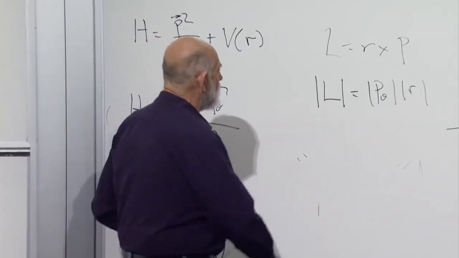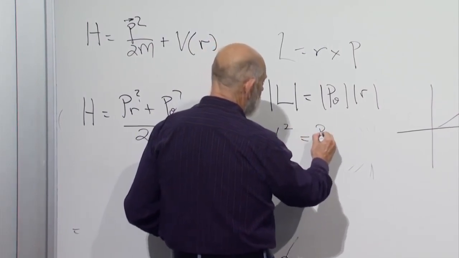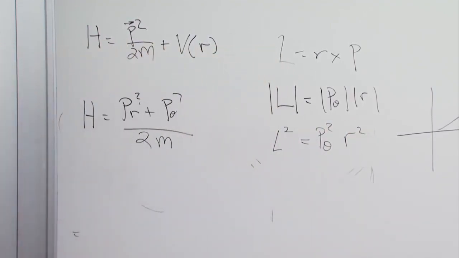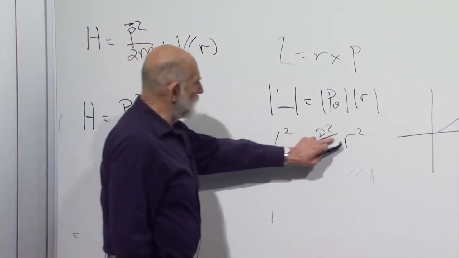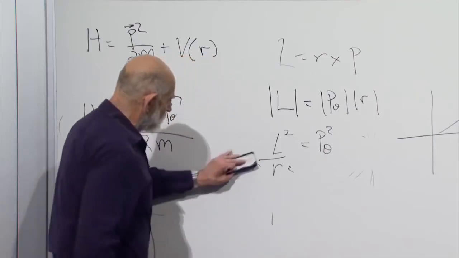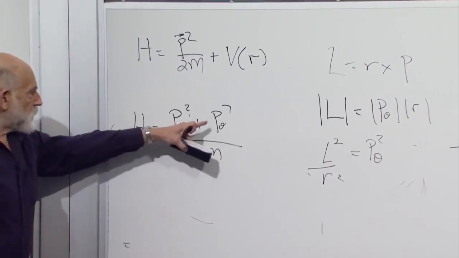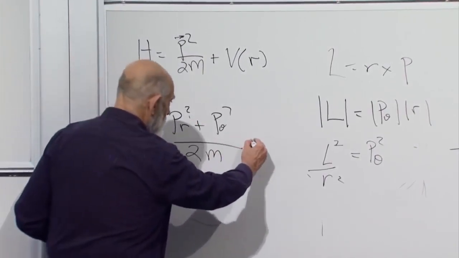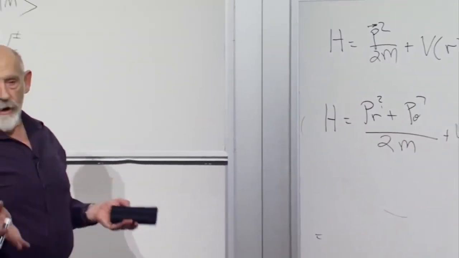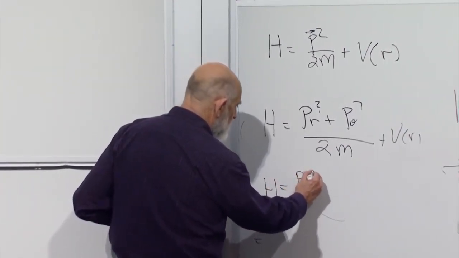Or another way to write it is that first of all, L squared is equal to p theta squared times r squared. And now let's write p theta squared is L squared over r squared. That was easy. And let's stick it into the Hamiltonian. p r squared plus p theta squared, plus V of r. Okay, p r squared, well, that's just p r squared. H is p r squared over 2m.